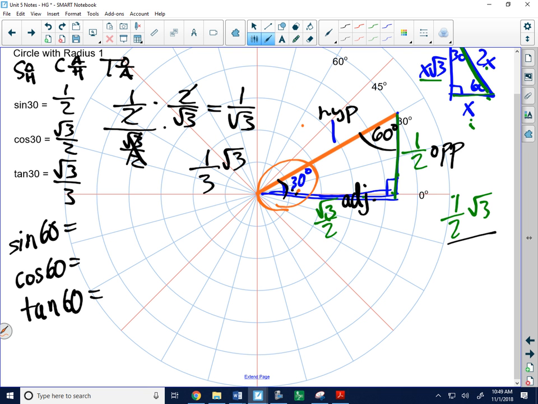Sine of 30, sine of this angle, how does that compare to cosine of this angle? They're the same. Sine of 30 is equal to cosine of 60. So 1/2 for the cosine of 60. Same thing if I switch up sine and cosine. Cosine of 30 is equal to sine of the other angle, sine of 60. So sine of 60 is the cosine of 30, radical 3 over 2.